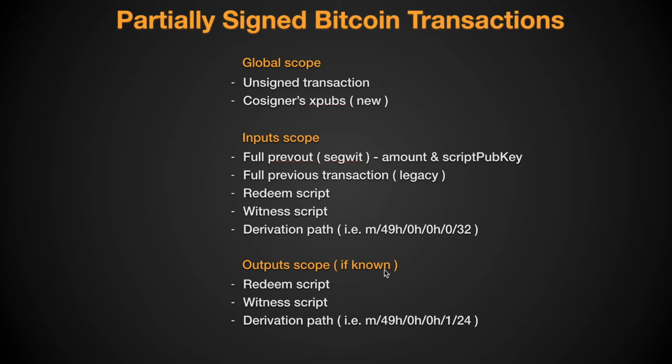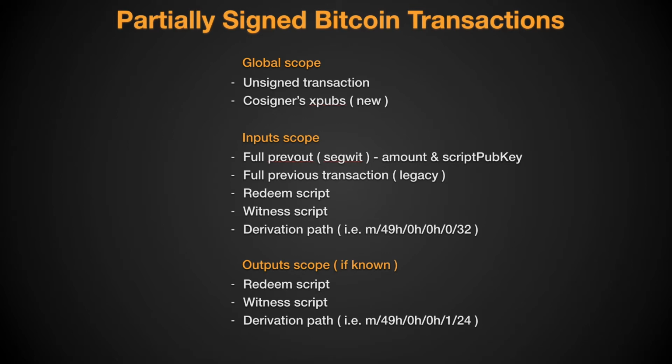in order to sign. And then for the output, we can either get nothing. In this case, it means that the output is going outside the wallet, so we are spending this money. Or we can also get the redeem script, witness script, and the derivation path, such that we can verify that, okay, this output actually belongs to us, it is going back to our wallet.